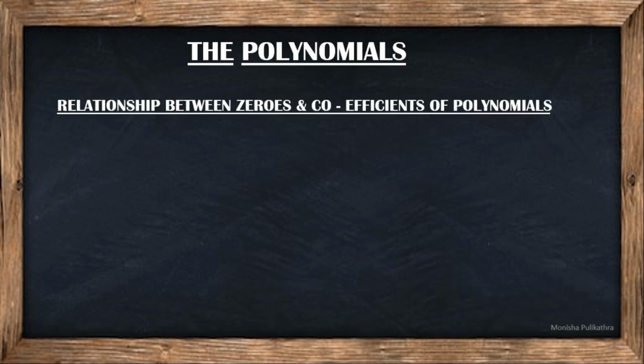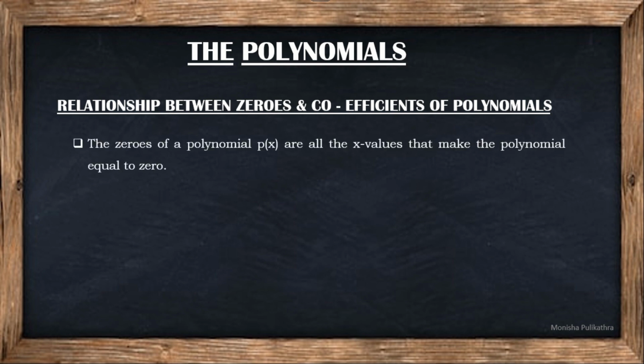So in this, first we need to know about the relationship between the zeros and the coefficients of the polynomial. What do you mean by zeros of the polynomial? The zeros of a polynomial p of x are all the x values that make the polynomial equal to 0.